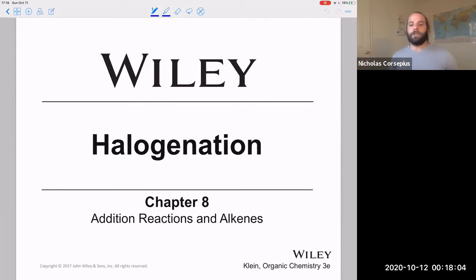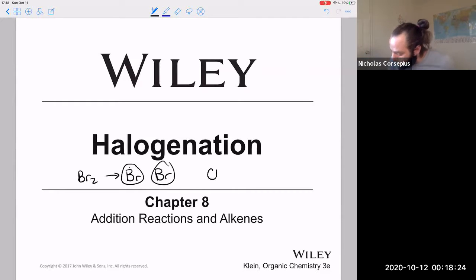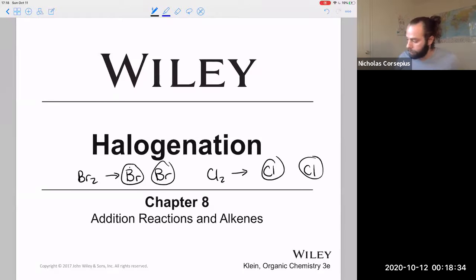All right, so the next addition reaction is going to be halogenation. And so this would be adding, for example, a bromine, meaning diatomic liquid bromine, meaning that you're going to be adding a bromine to both vinyl carbons. Or it could be chlorine, meaning you're going to be adding a chlorine to 2 vinyl carbons. Halogenation is adding a halogen to both of those vinyl carbons.